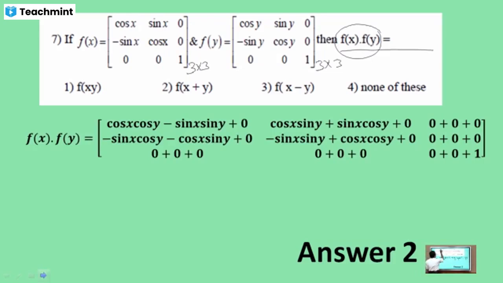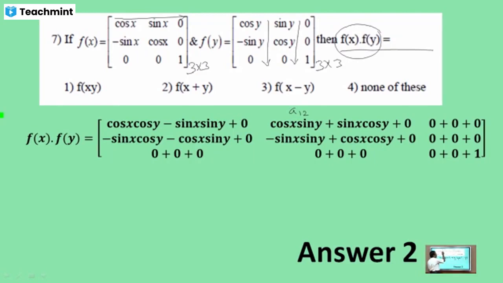What does the rule say? First row element of the first matrix gets multiplied with the corresponding elements of the first column in the second matrix. Multiplying, cos x into cos y is cos x cos y, sin x into minus sin y is minus sin x sin y, 0 into 0 is 0. Similarly, first row with the second column is A12, the second element, which is cos x sin y plus sin x cos y plus 0.